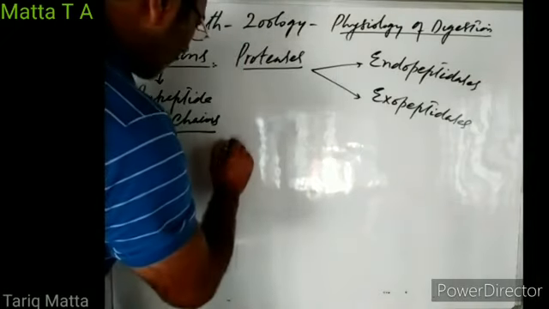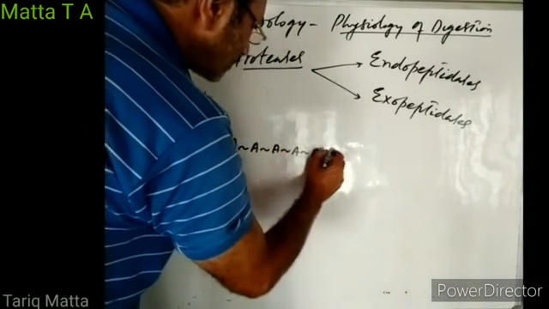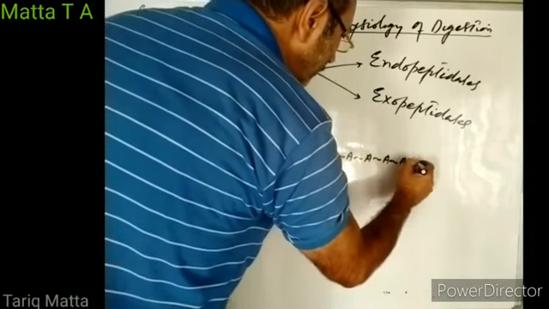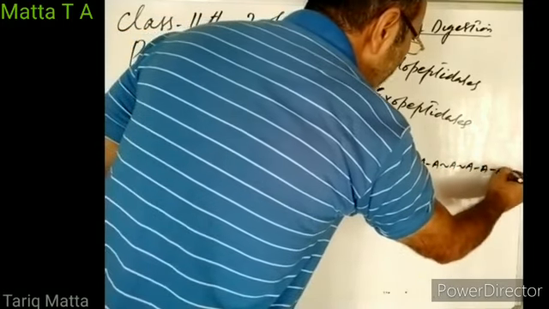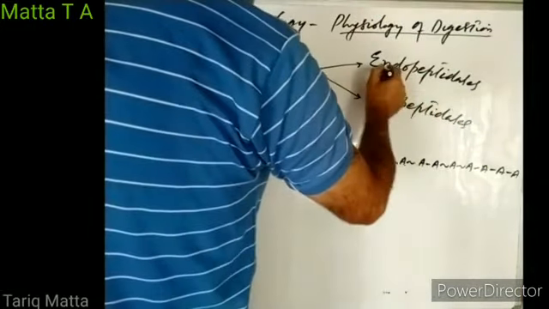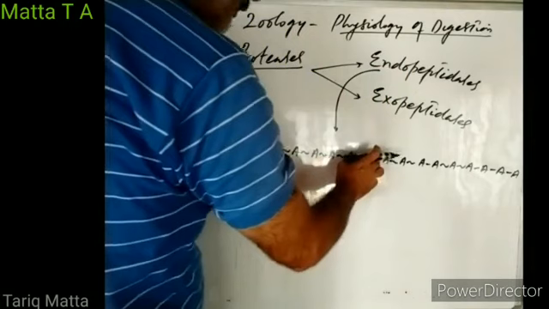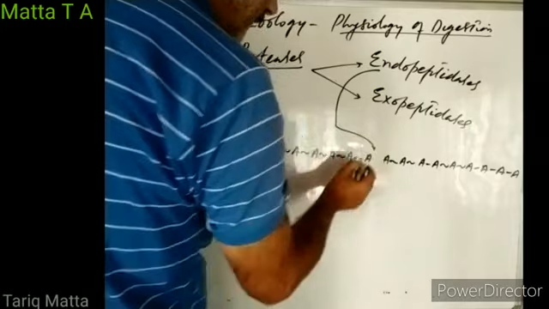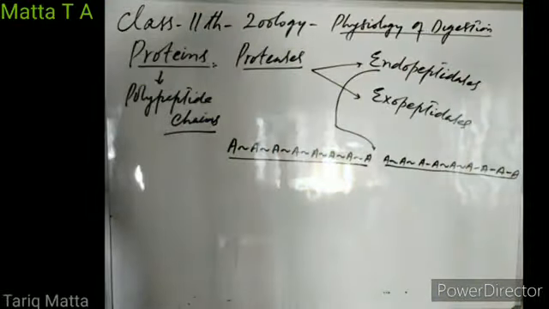Suppose this is a polypeptide chain: amino acid, amino acid. This is the long polypeptide chain, right? So endopeptidases cut this long polypeptide chain by breaking an internal peptide bond. Suppose it breaks the peptide bond here. And it will divide this long polypeptide chain into two short fragments.